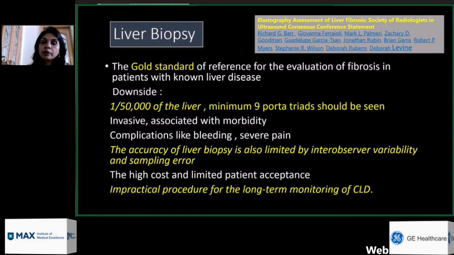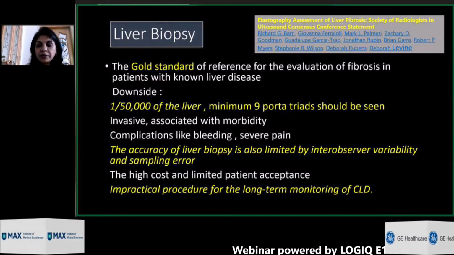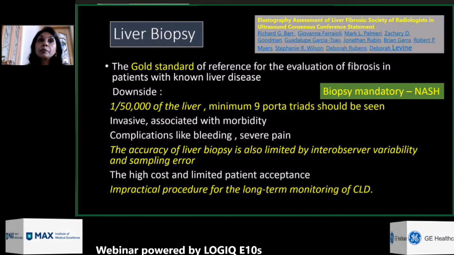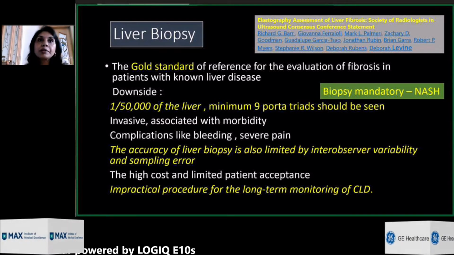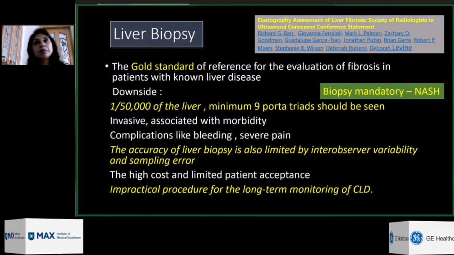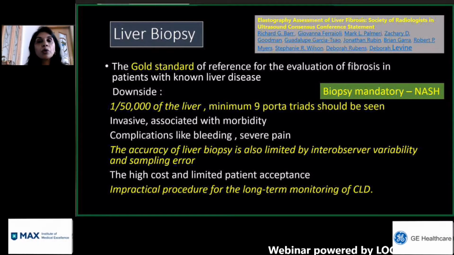And last but not the least, it's an impractical procedure for long-term monitoring of CLD. However, one point that I would want to reiterate here is that biopsy does become mandatory, or an essential part of the investigation, if we are dealing with inflammation, non-alcoholic steatohepatitis, which we call NASH.